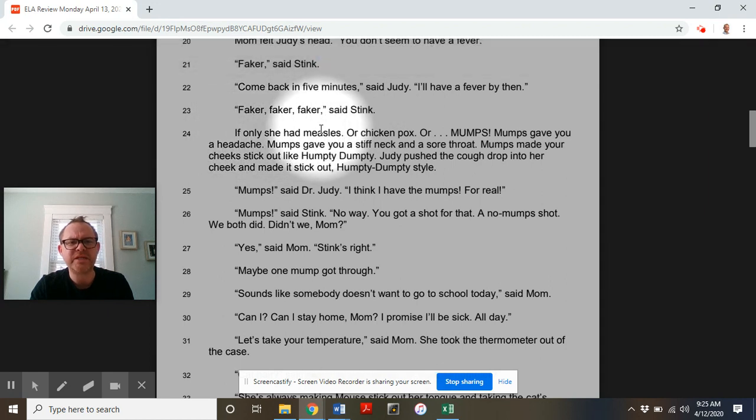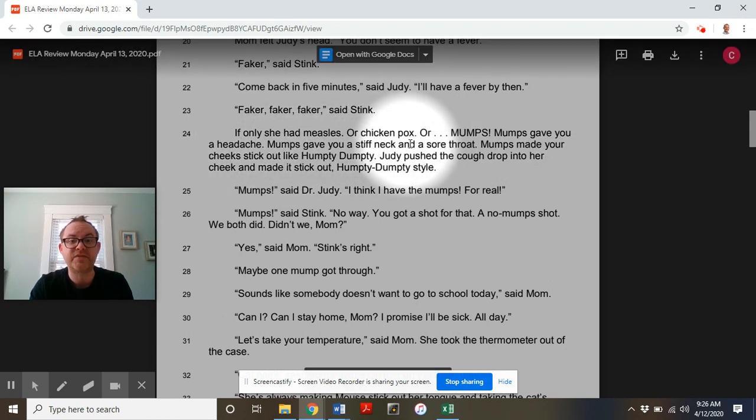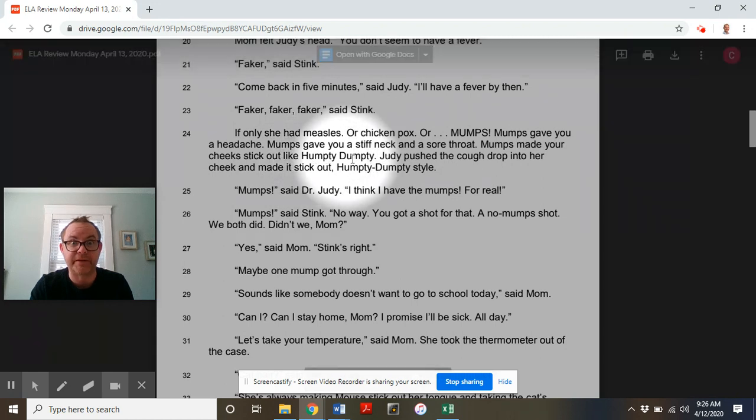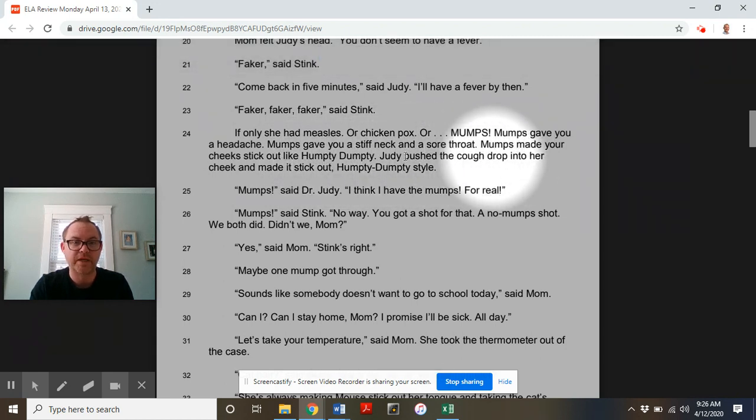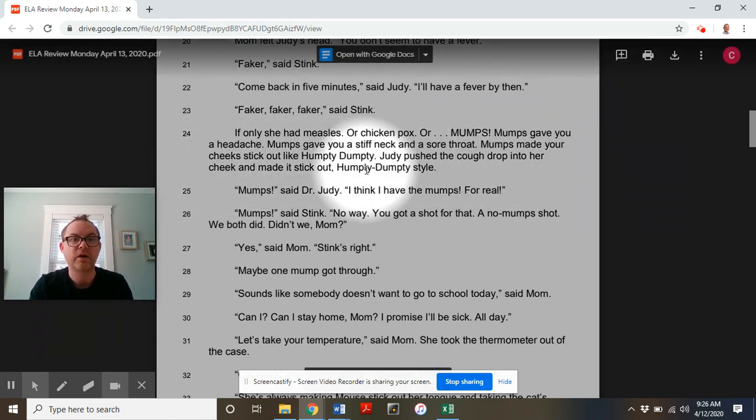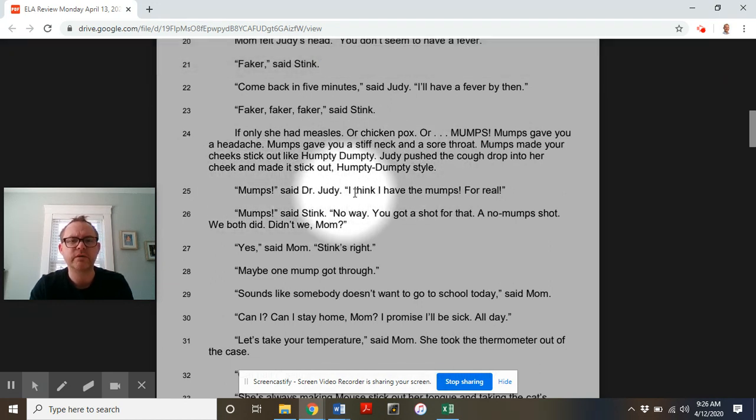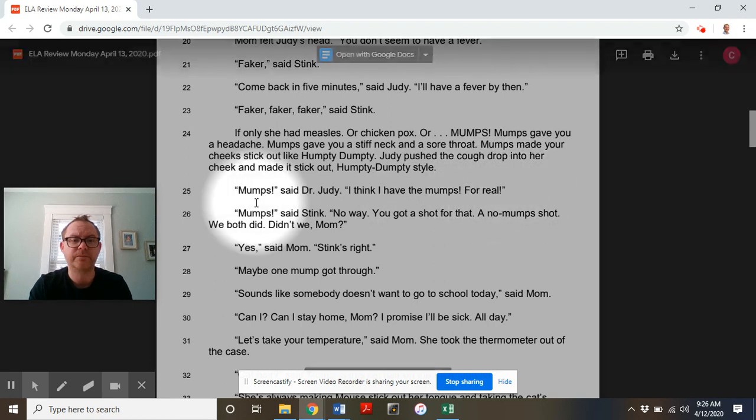If only she had measles, or chicken pox, or mumps. Mumps gave you a headache, mumps gave you a stiff neck and a sore throat. Mumps made your cheeks stick out like Humpty Dumpty. Judy pushed the cough drop into her cheek and made it stick out, Humpty Dumpty style. Mumps, said Dr. Judy. I think I have the mumps, for real.